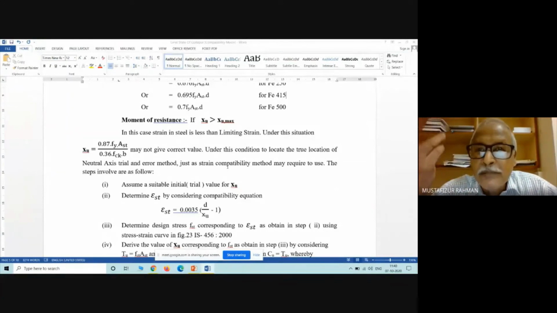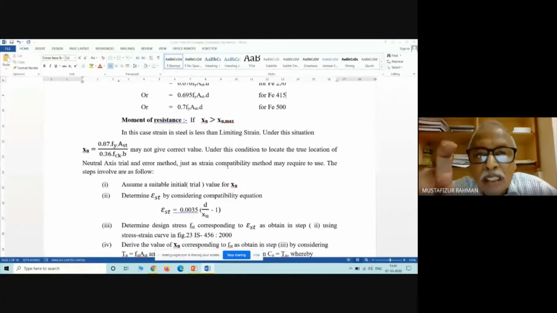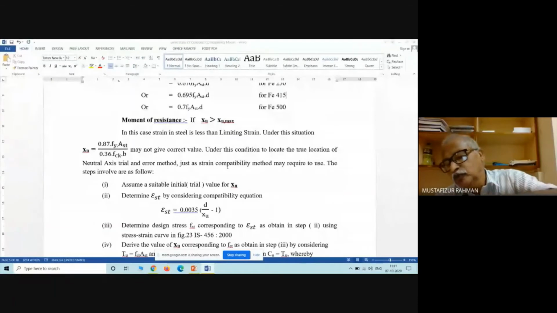That means there may be two unknowns, and we know the limit for both. For one unknown, you assume some value, you find out the other unknown, and now compare with its restriction. By this way, after two, three, four trials, we'll be able to come to the conclusion. So this is the method.